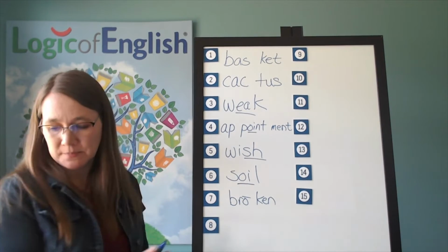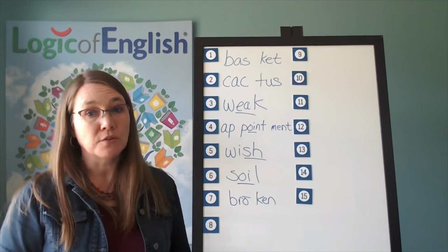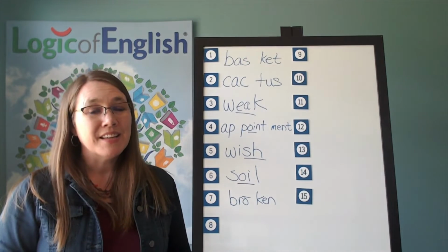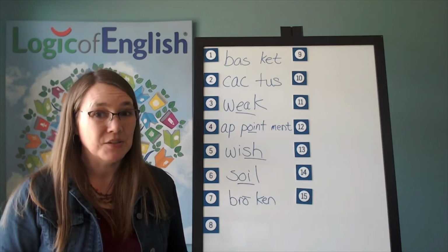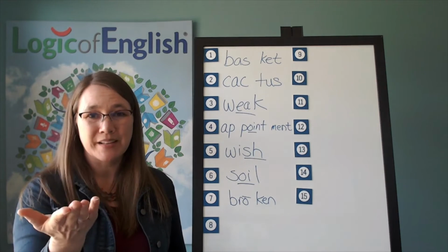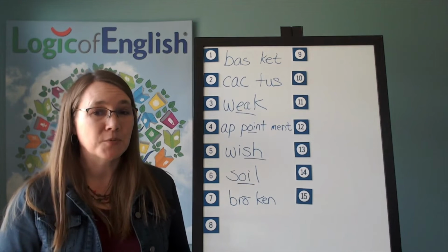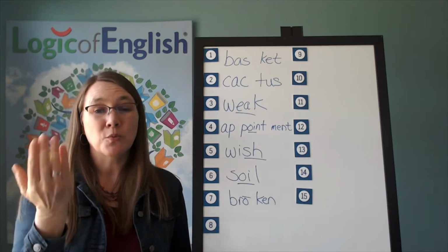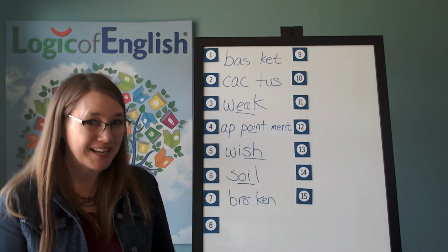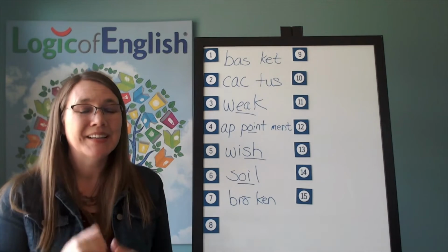B-R-O-K-E-N. Broken. The next word is royal. The royal family lives in that castle. Royal. Go ahead and say royal. How many syllables in royal? 2. We will say to spell Roy-al. What will we say to spell? Roy-al. Let's sound it out.